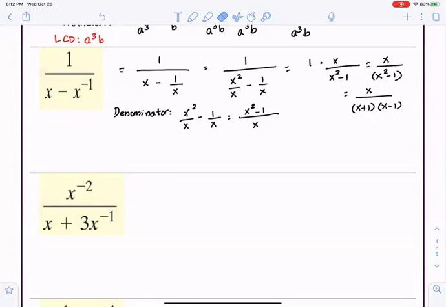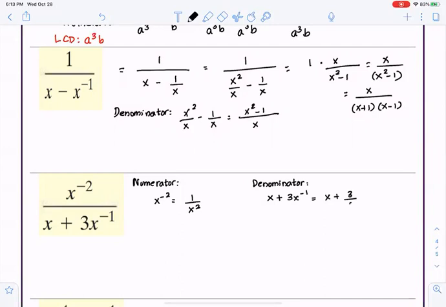So, as I mentioned, it's best to do this problem numerator first, then denominator. So the numerator is x raised negative 2, which is simply 1 over x squared. The denominator is x plus 3x raised negative 1, which is x plus 3 over x.